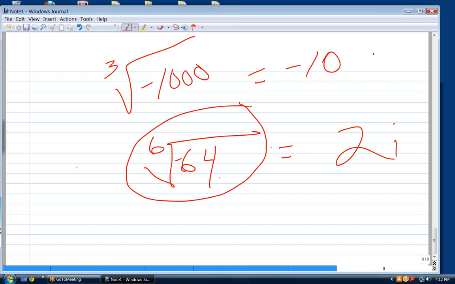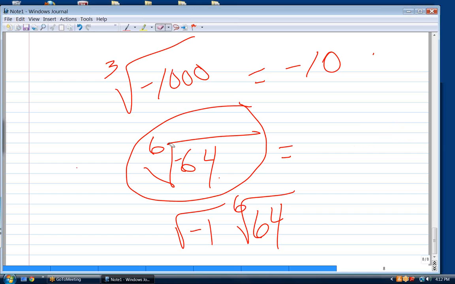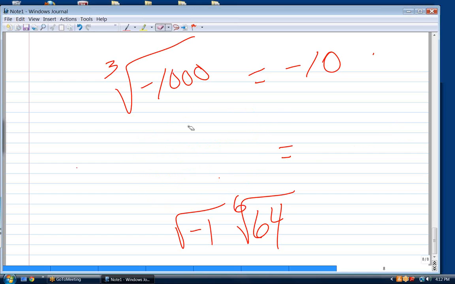Ooh, the infamous i. Because that's actually equal to the square root of minus 1 times the square root of 64. I'm sorry, the 6th root. I take that back. That's not 2i. I forgot it was 6th root. The 6th root of minus 1 is not i. The square root of minus 1 is i.